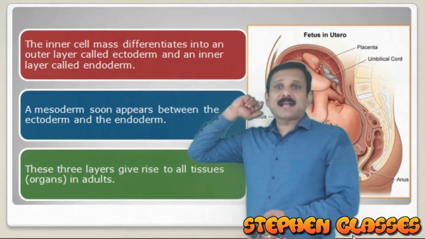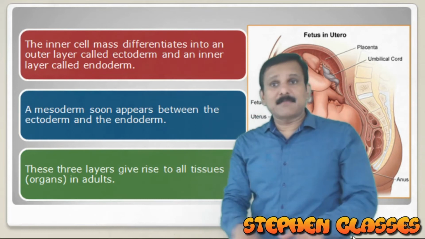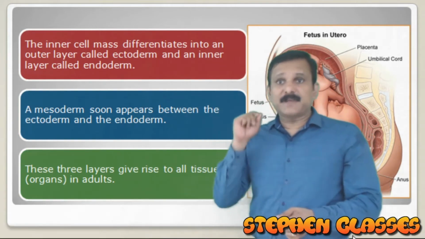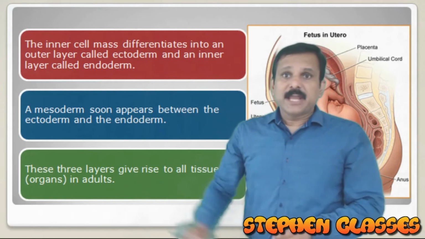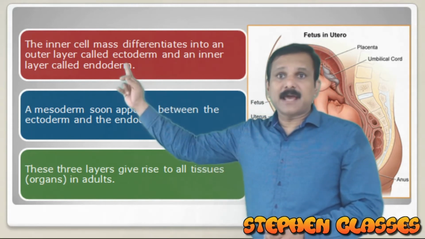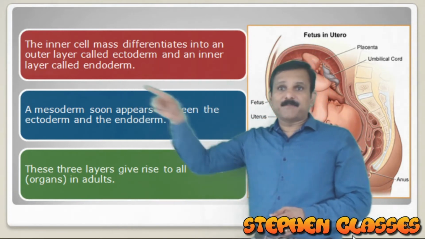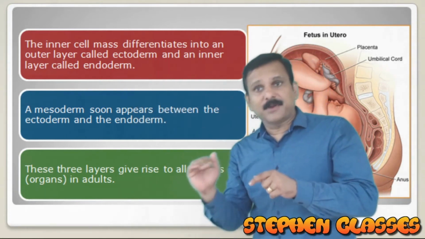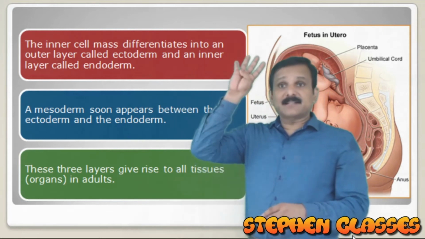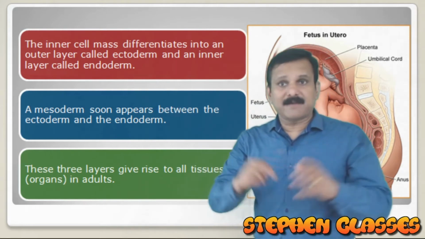Another point is regarding the inner cell mass. I told you about the inner cell mass in blastula. This inner cell mass is a structure which develops into the embryo. Inner cell mass will differentiate into an outer layer called ectoderm and an inner layer called endoderm. And in between the ectoderm and endoderm, a mesoderm layer will also be formed. So these are the three germ layers formed during embryonic development.